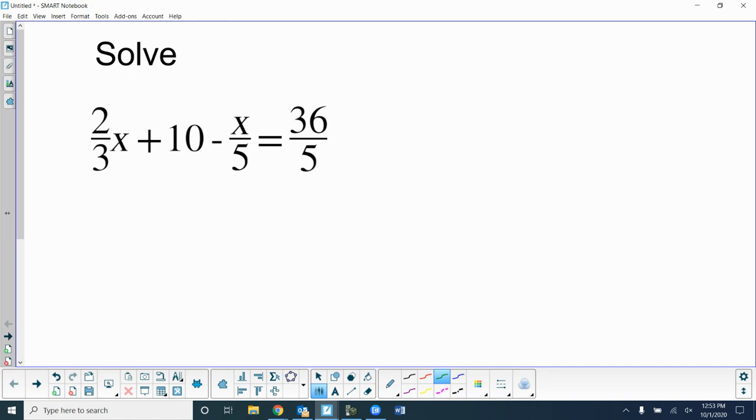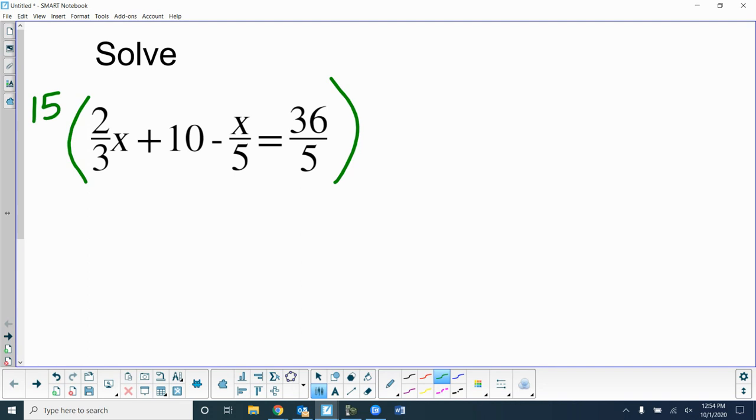Right, least common denominator, which would be 15, right? You can just multiply the denominators together. If you did all three denominators, 3 times 5 times 5, and use 75, it would still work. Okay, but I like to use the least common denominator. You multiply every term in the equation by that 15.